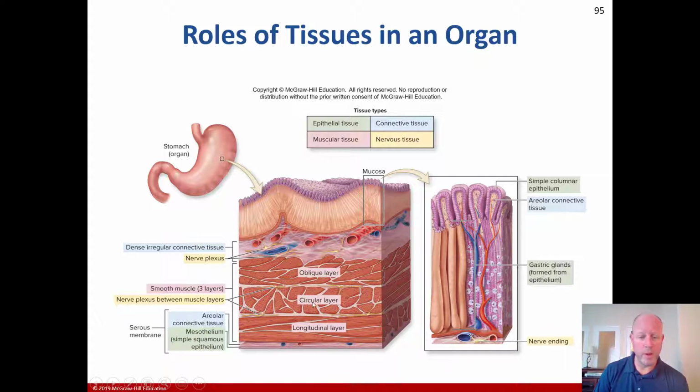And then the oblique layer, circular layer, longitudinal layer for the smooth muscle, 3 different layers in this case with the stomach. The nerve plexus between each, which makes sense, to be able to innervate different levels. And the areolar down here, the connective tissue, and the mesothelium, simple squamous epithelium, thin layer with that serous membrane.